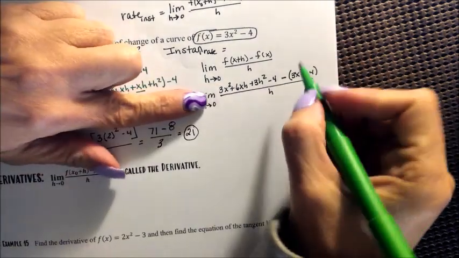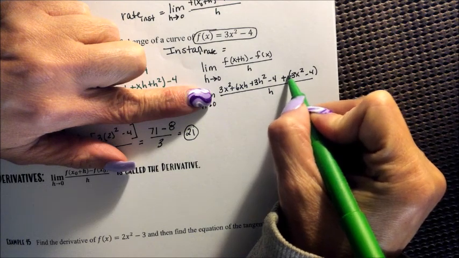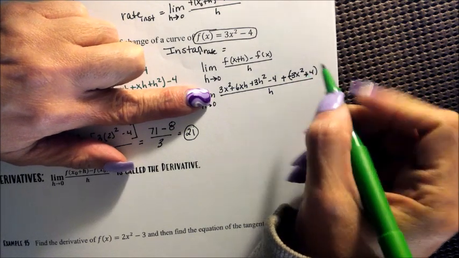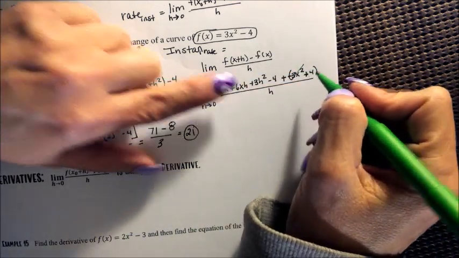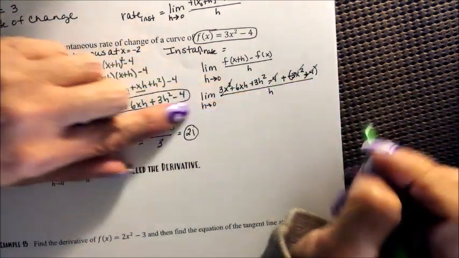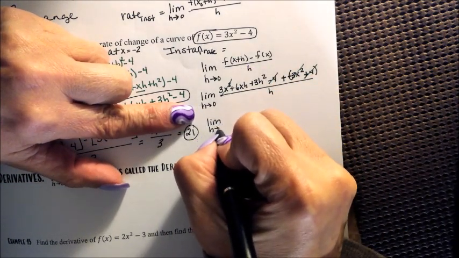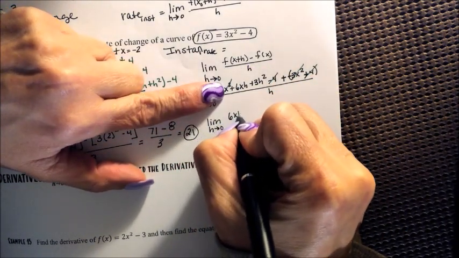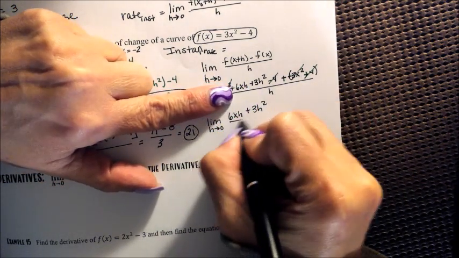What can I cancel out? So this negative right here, I'm going to change this to plus, and I'm going to make this a negative, and negative times a negative, that'd be a positive. 3x squared and negative 3x squared. Bam, gone. Negative 4, positive 4. Bam, gone. I am left with the limit as h approaches 0 of 6xh plus 3h squared all over h.